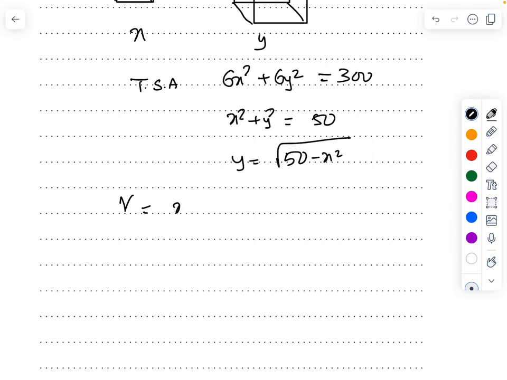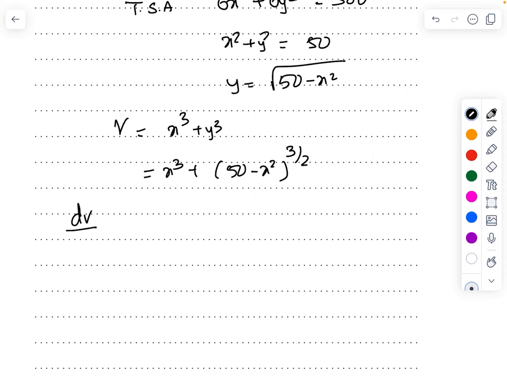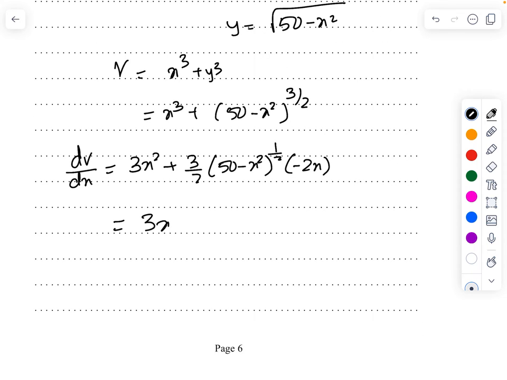Total volume will be x cube plus y cube, which is x cube plus (50 minus x square) to the power of 3 upon 2. Now dV upon dx equals the derivative of x cube, 3x square, plus 3 upon 2 times (50 minus x square) to the power 1 upon 2 times minus 2x, which is the derivative of that. When I simplify, it becomes 3x square minus 3x times the square root of 50 minus x square.